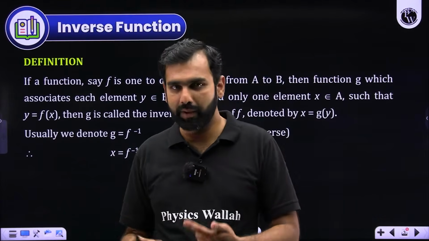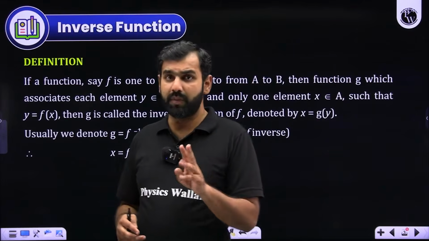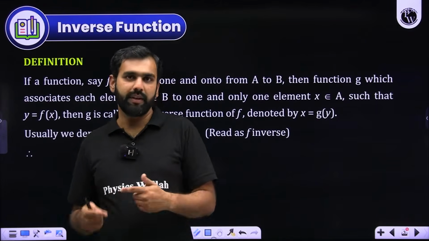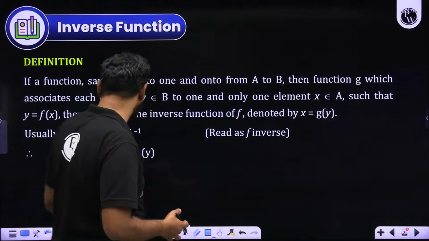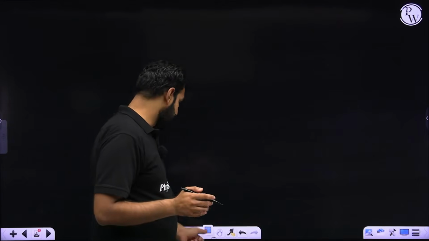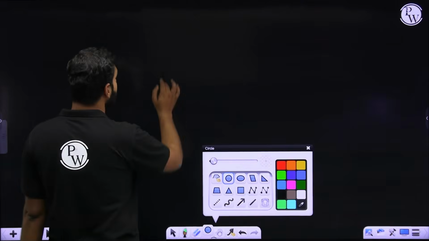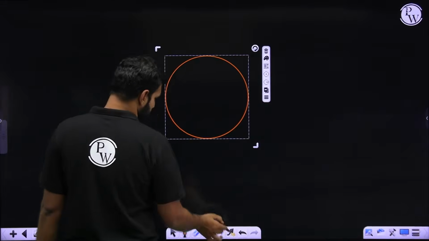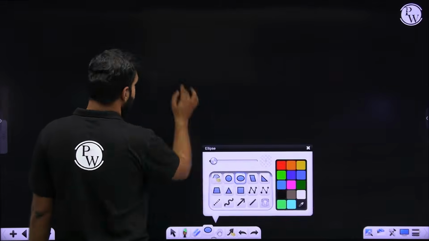What is the meaning of being bijective? It means the function should be 1-1 and onto. What is the meaning of being 1-1 and onto? Let's explore that so that you get clarity that yes, it is the most crucial thing for a function to be defined if we want to take its inverse. So let me help you in understanding that part.